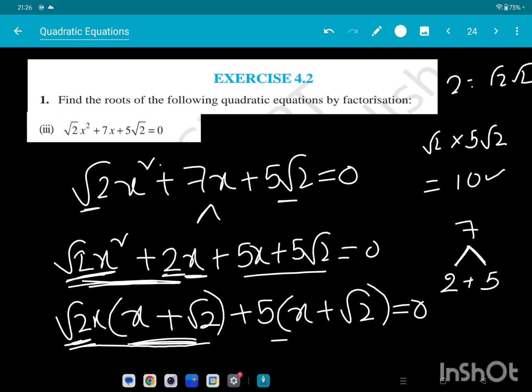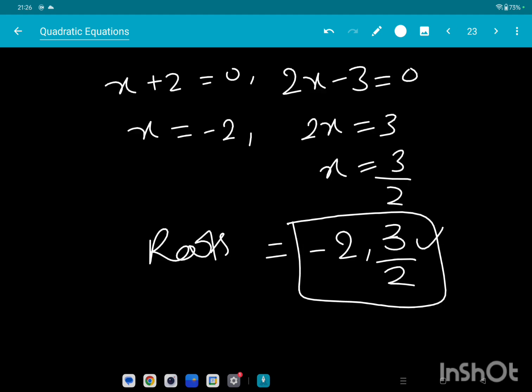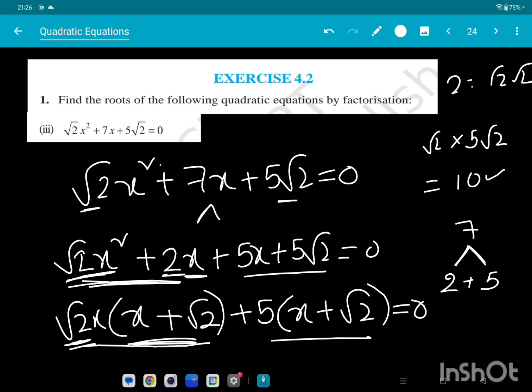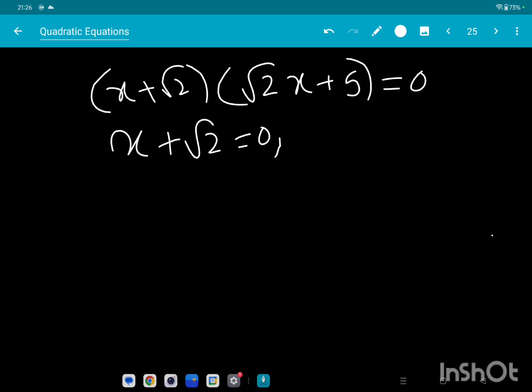And this is one term, this is one term. I'll take x plus root 2 as common. Then what are the remaining terms here? The remaining terms are root 2x plus 5 is equal to 0. Now split those terms and write it in a separate way. Root 2x plus 5 is equal to 0.